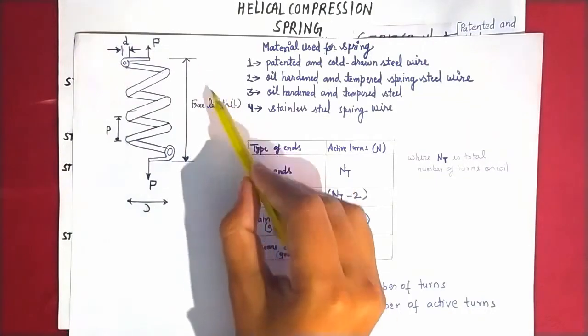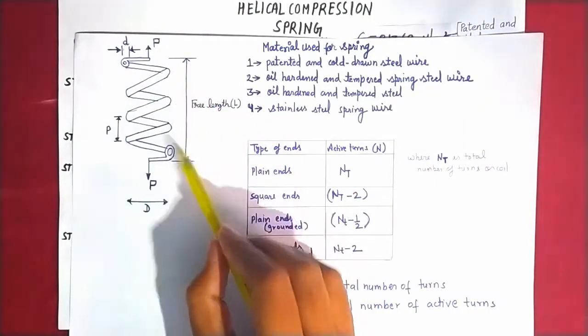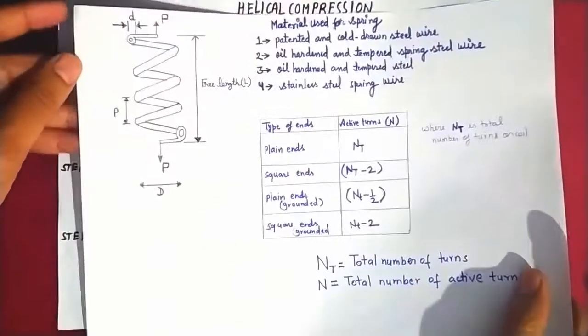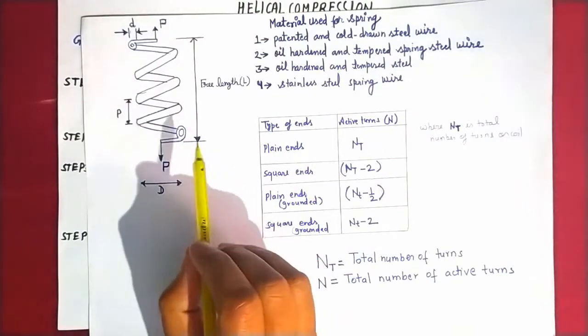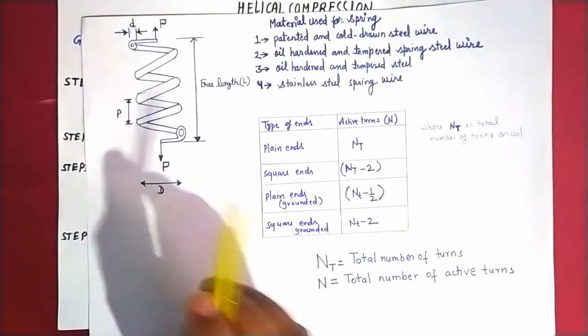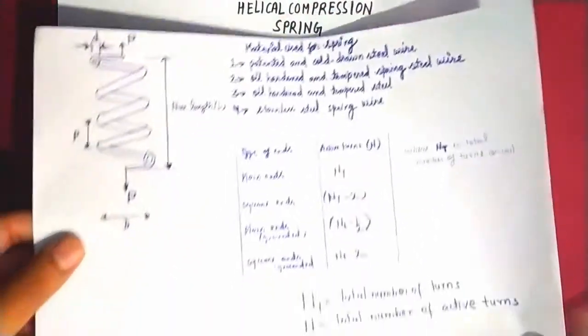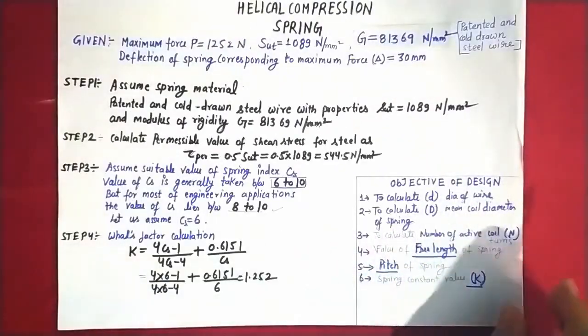Also we have to find out the free length of the spring. We have to calculate this thing also, and we have to find out the spring constant, that is the value of K, where K denotes the spring constant or spring rate. All these things we will calculate in this lecture, so keep watching the video.